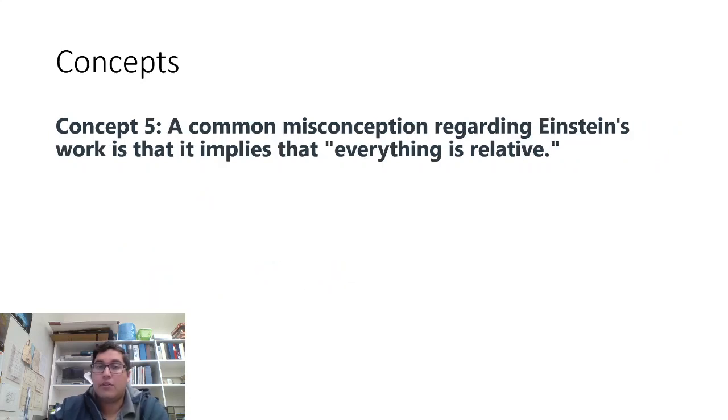So now we'll go on to concept 5. A common misconception regarding Einstein's work is that it implies that everything is relative. Not quite, right? The relativity had to do with the physics being consistent through all these different frames of reference. So that's what we should consider the relativeness, that the physics stays the same. They don't break the physics as they approach the speed of light.